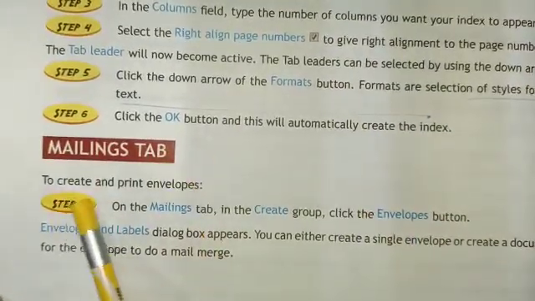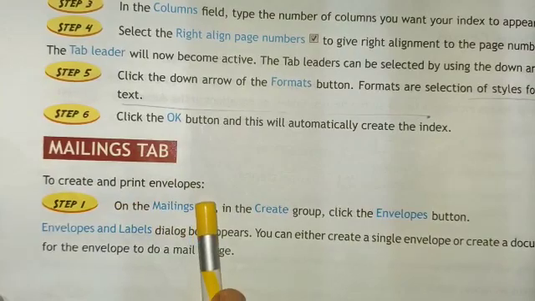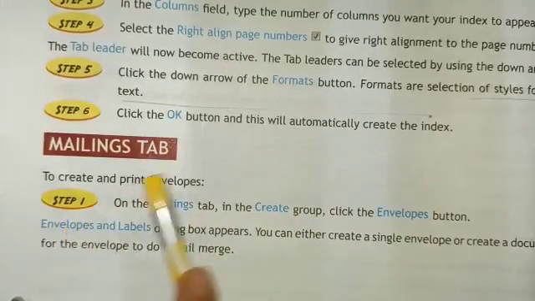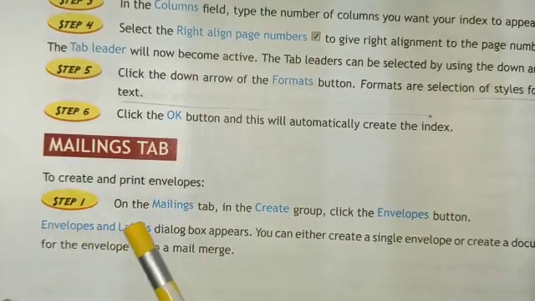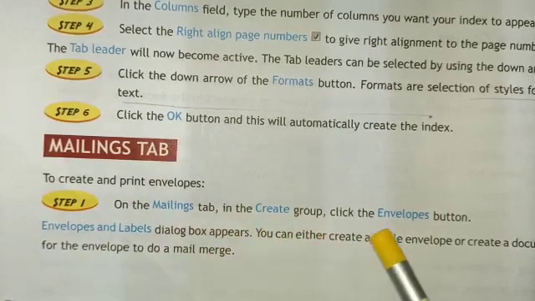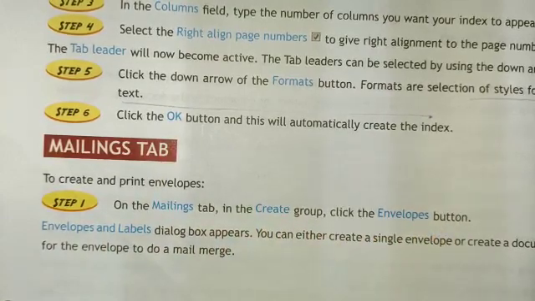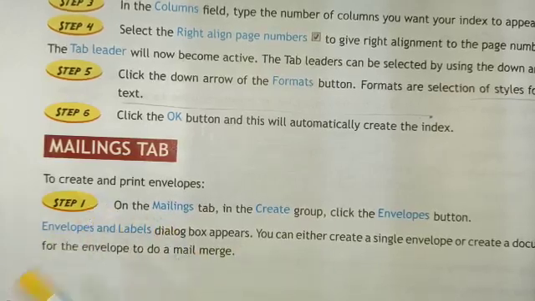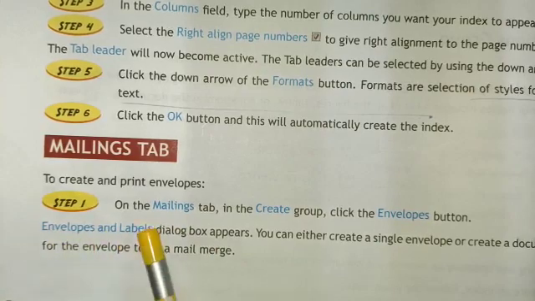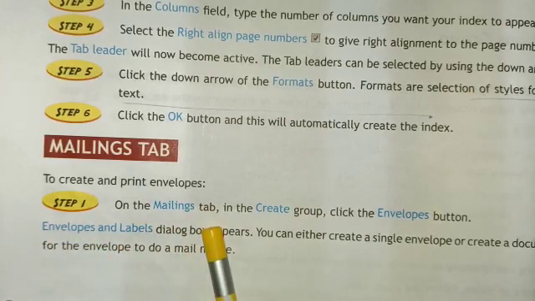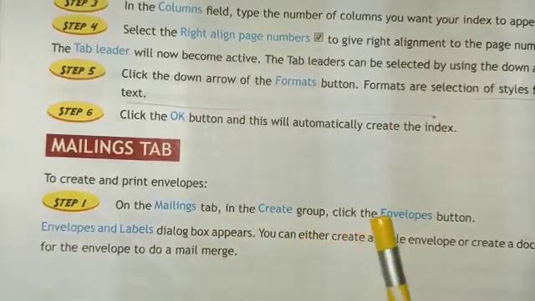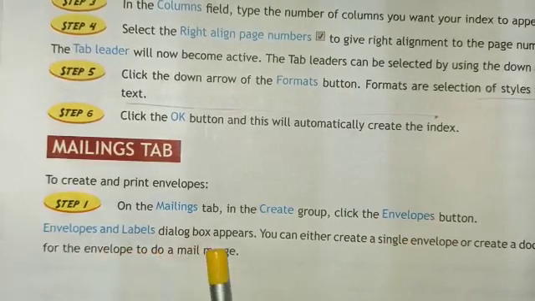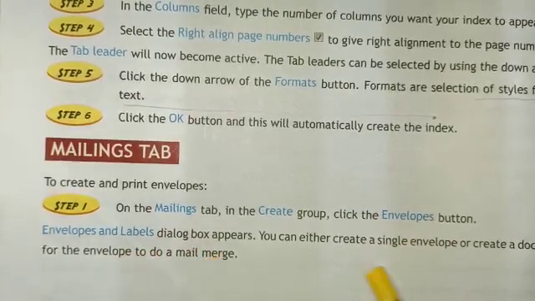Next, the Mailings tab, to create and print envelopes. To create and print envelopes, you have to follow the steps given here. Step 1. First click on the Mailings tab. There in the Create group, click on the Envelopes button. The Envelopes and Labels dialog box will appear.